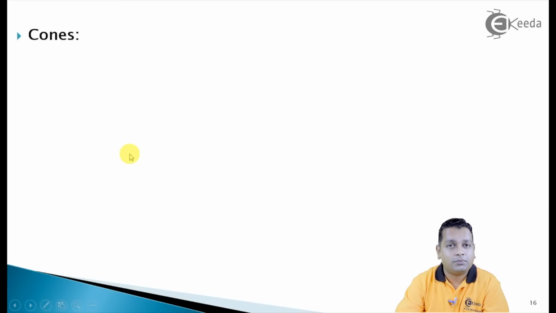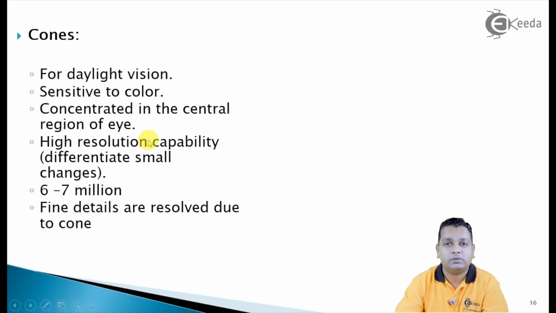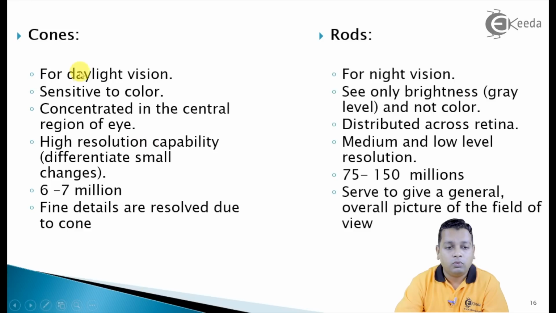Now the two receptors, the two sensors of the human visual system, can be compared here. The cones are for daylight vision. On the other hand, the rods are for night vision. The cones are sensitive to color, whereas the rods see only the brightness or gray level, and not exactly the color. The cones are concentrated in the central portion, whereas the rods are distributed across the entire retina. The cones have higher resolution capability and differentiate small changes in the vision. The rods have a medium to low level of resolution.